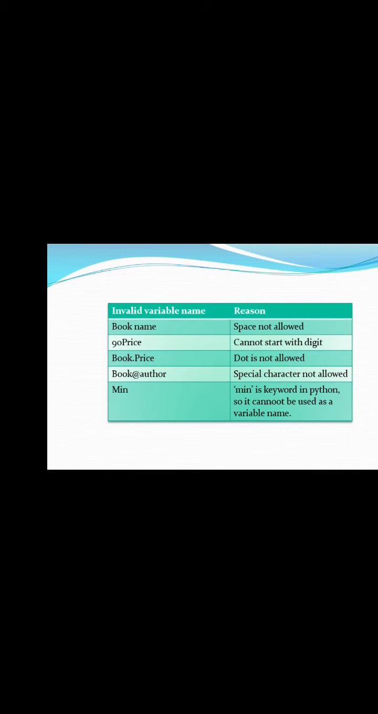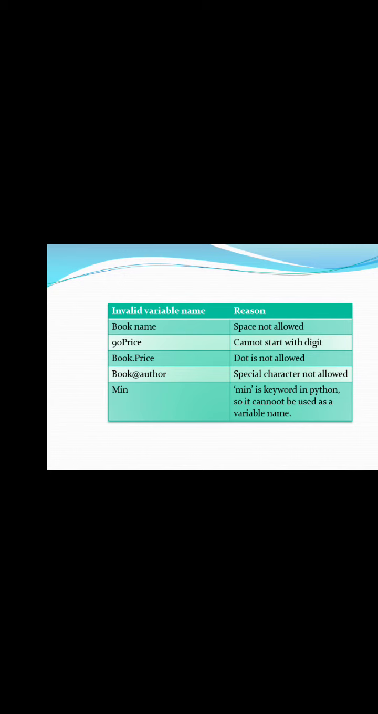Now next one is book.price. Why is it wrong? Because no special symbol is allowed except underscore, and here we are using a dot, that is wrong. The same happened with book@author. We cannot use any special symbol.